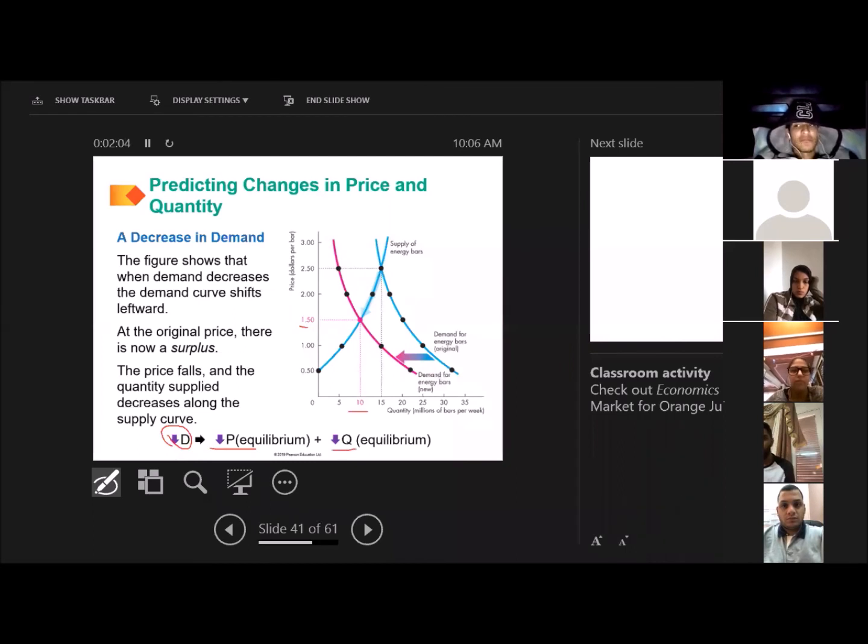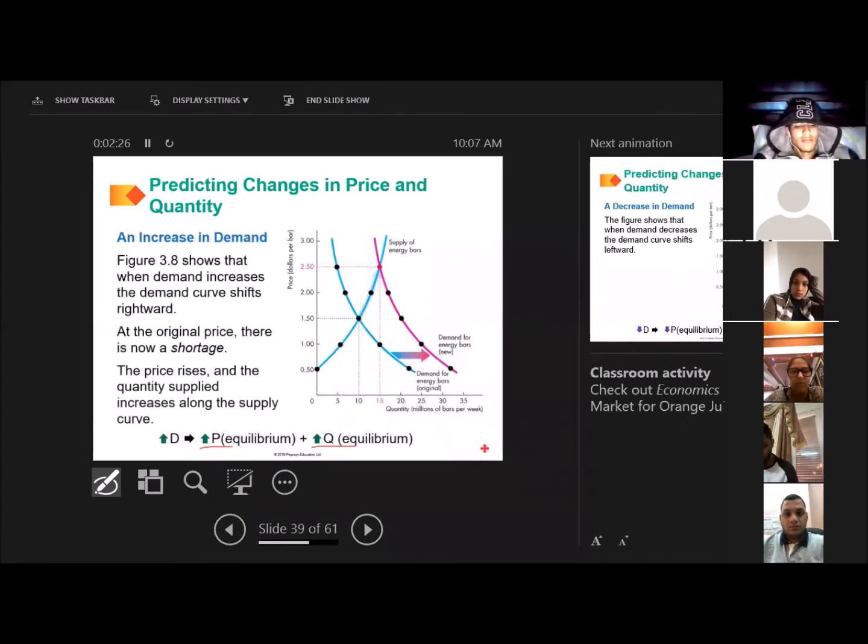And of course, the quantity sellers produce will be less because people don't like this product much. Okay, so the point is, don't study this part, like what will happen when the income increases or decreases. Use the graph to understand.